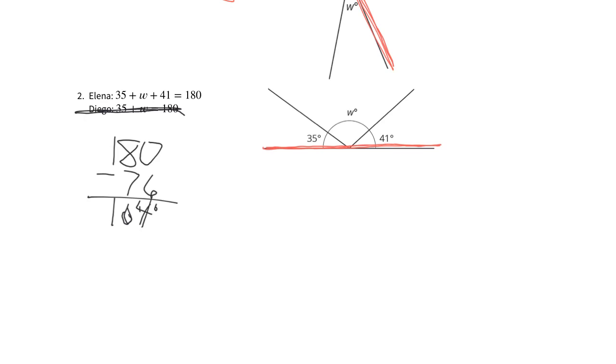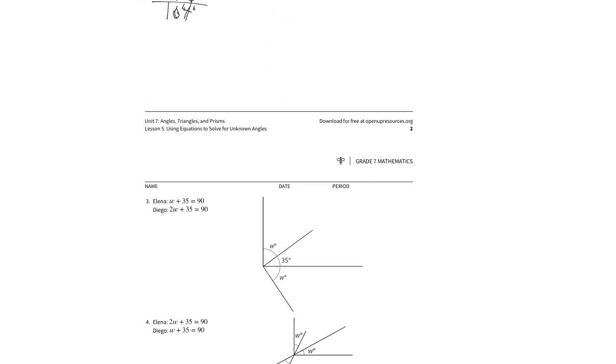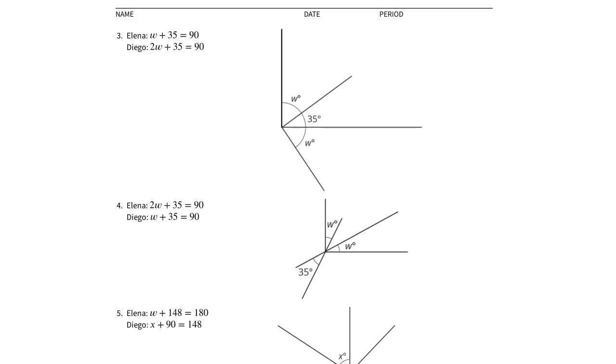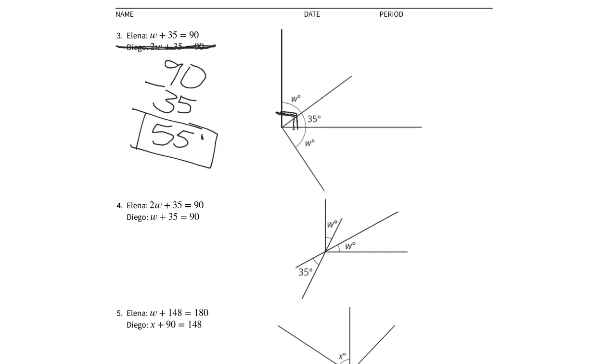If we look over at number 3 on page 41, it says, Elena says W plus 35 equals 90. Diego says 2 W's plus 35 equals 90. Well, this looks like a right angle to me. So 1 W plus 35 equals 90. So Diego is wrong. It doesn't take the 2 W's, it just takes the 1 W. So 90 minus 35, we get 55. And then we're done. Okay.